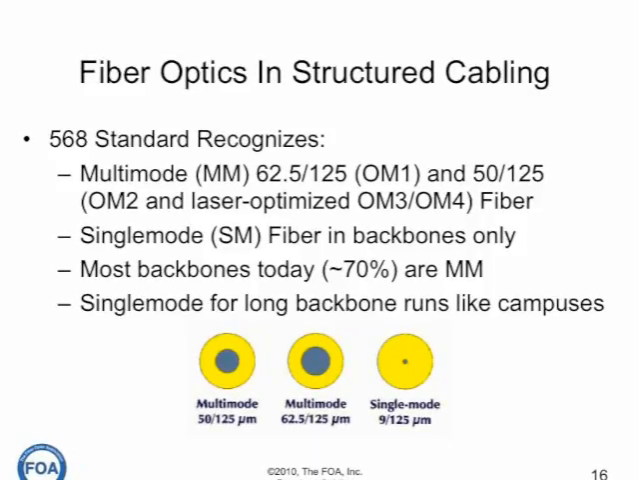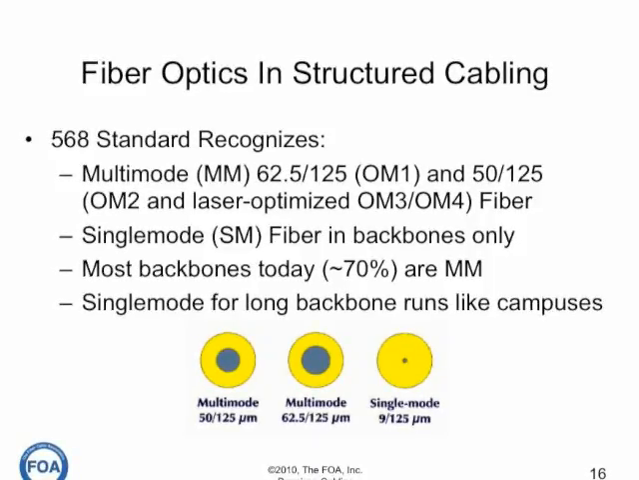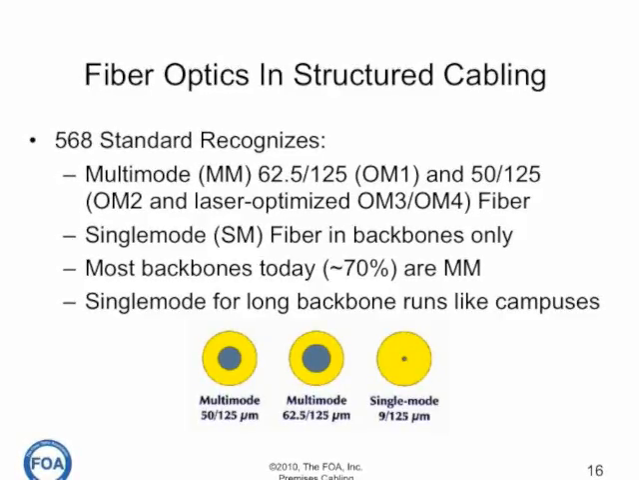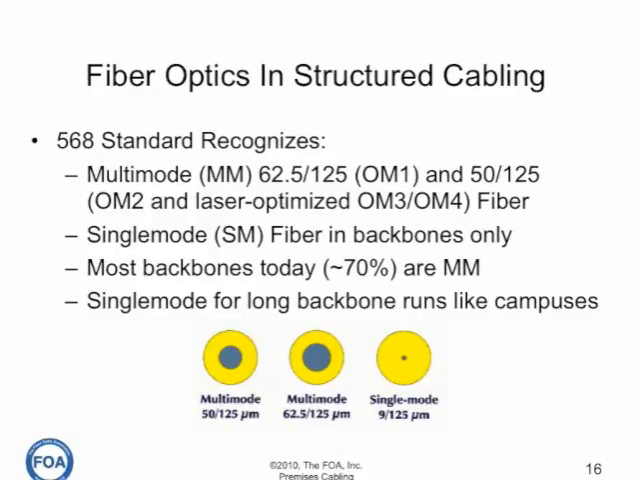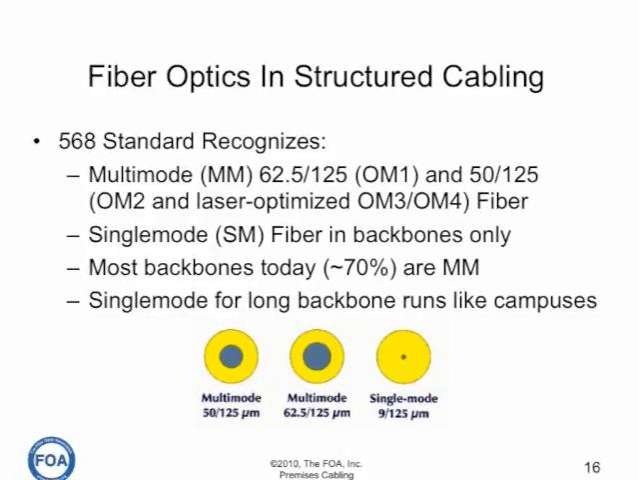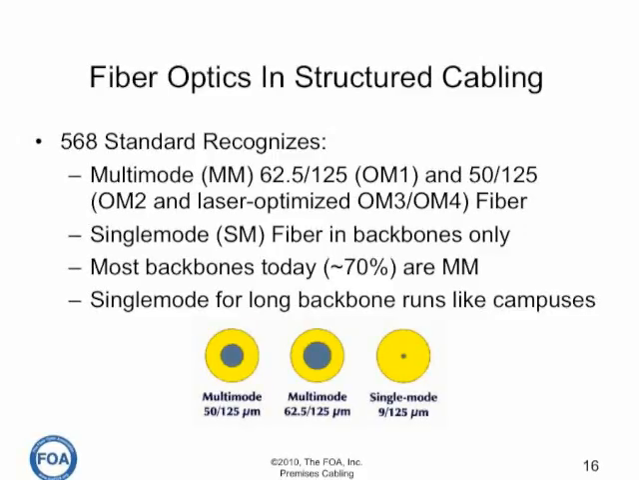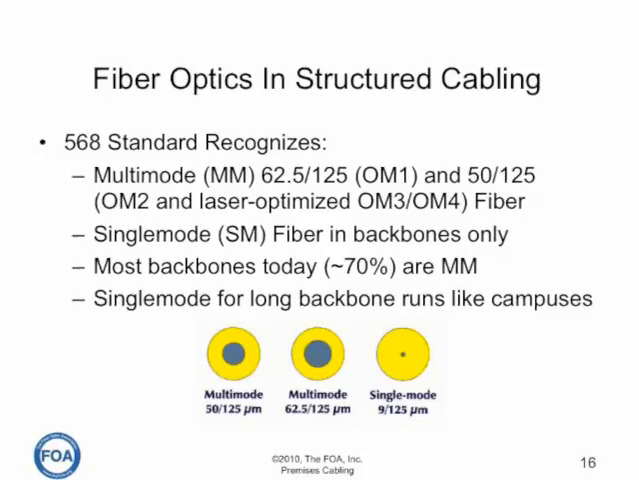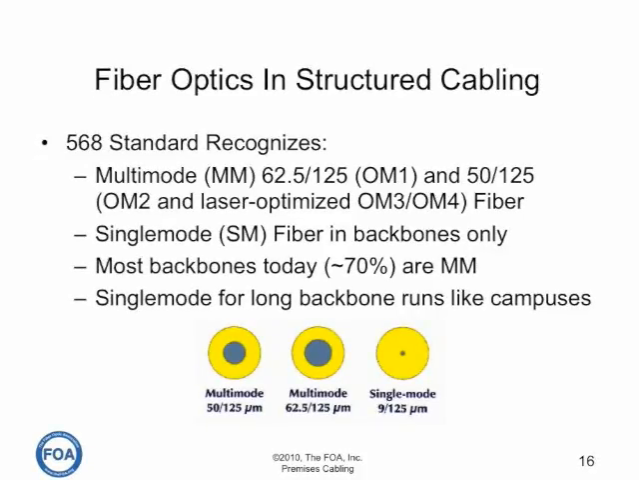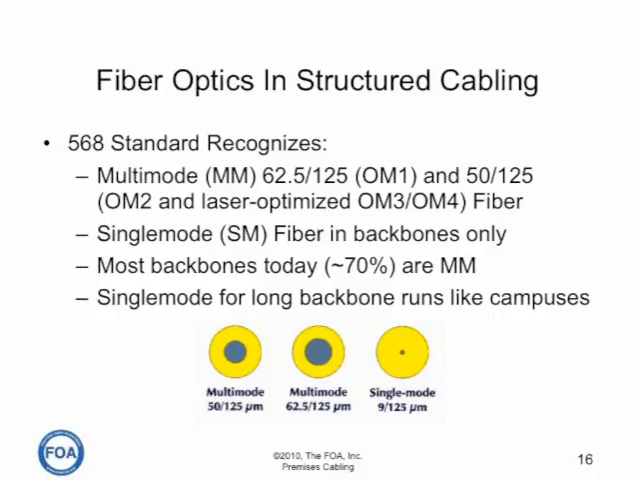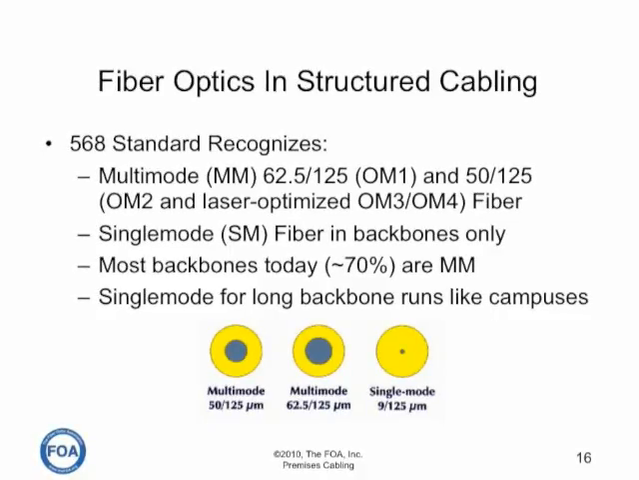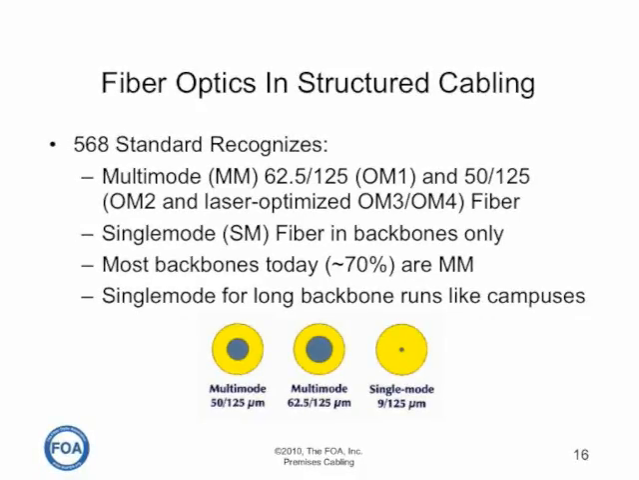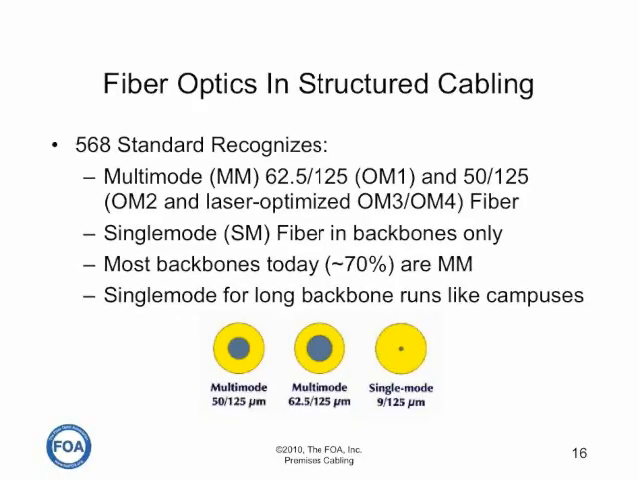Structured cabling standards recognize both multimode and single-mode fiber. For multimode fiber, the older 62.5/125, so-called OM1 fiber, is becoming obsolete, and 50/125 OM2 or laser-optimized OM3 and OM4 fiber is more widely used. Single-mode fiber is only used in backbones, mostly on campuses where its longer distance capability makes it a better choice. Most backbones today in premises cabling are multimode, with single-mode for long backbones only.